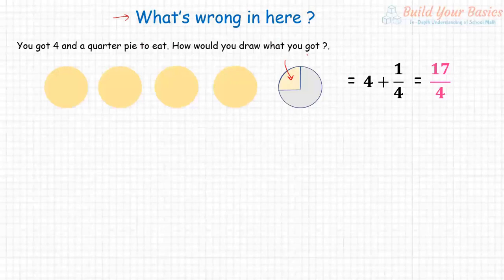How would you draw what you got? Or let's say draw. So this is what you got, right? The diagram here is showing what you got because you got 4 and a quarter pie. So this is 1 pie, this is second pie, third pie, fourth pie.